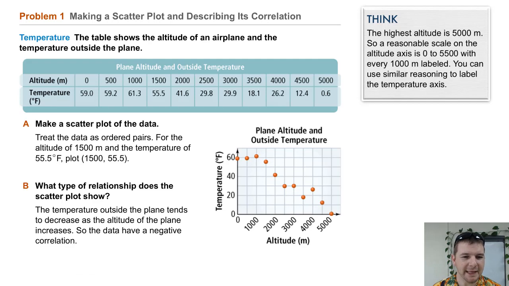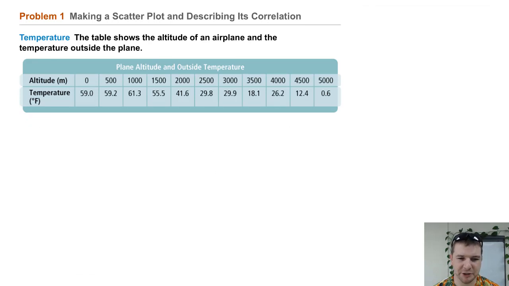Problem 1, making a scatter plot and describing its correlation. This one's related to temperature. The table shows the altitude of an airplane and the temperature outside the plane. So we'll take a look.